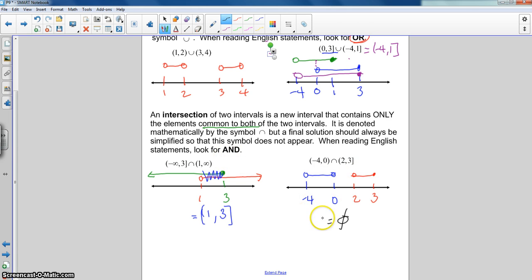Okay. The last thing that I'll mention about intersection is, remember that for unions we looked for the word "or." In intersections you look for the word "and." Okay, and so this is a basic overview of interval notation, which is one of the 3 skills in P9.